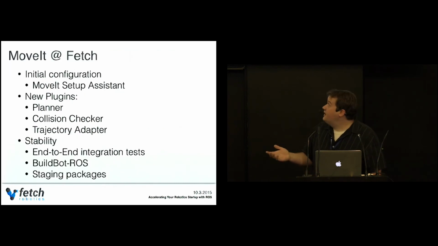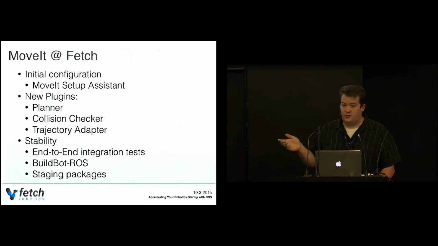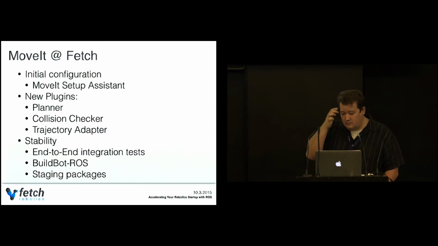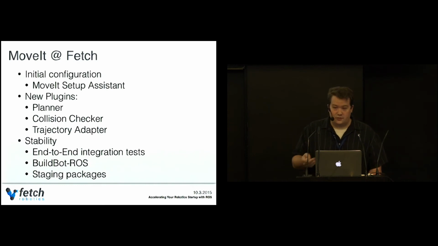How we've used it at Fetch. Basically, the initial configuration for MoveIt is actually a little bit easier. You saw the setup assistant. You can get the thing running very quickly in simulation once you have a URDF and a model of your robot. And then you can start to move it onto the robot and tune it all in. We've also made some new plugins. We have a new planner that we use, a new collision checker, and a trajectory adapter.